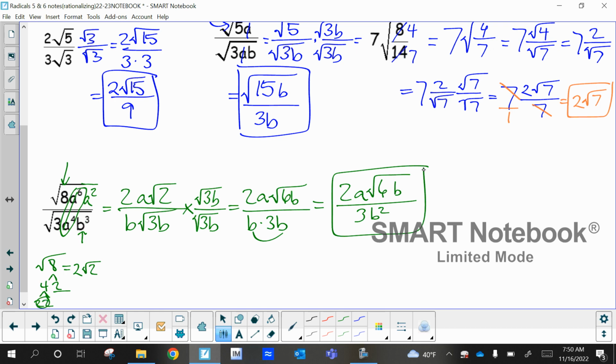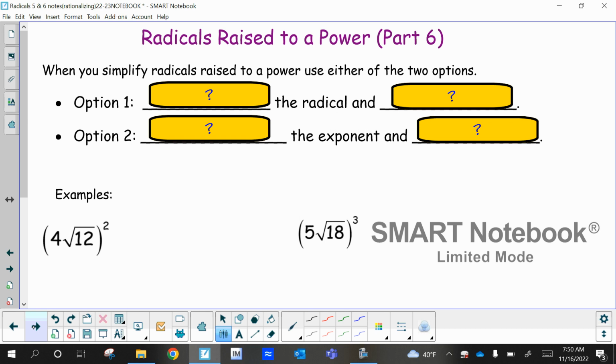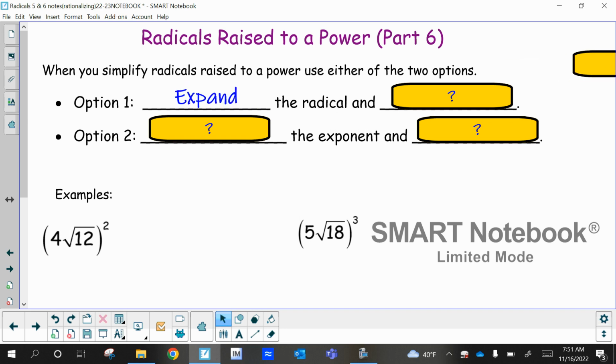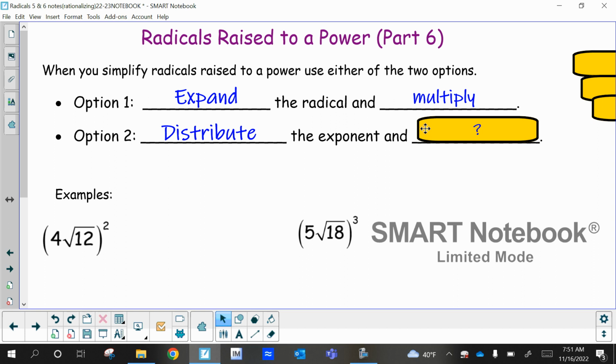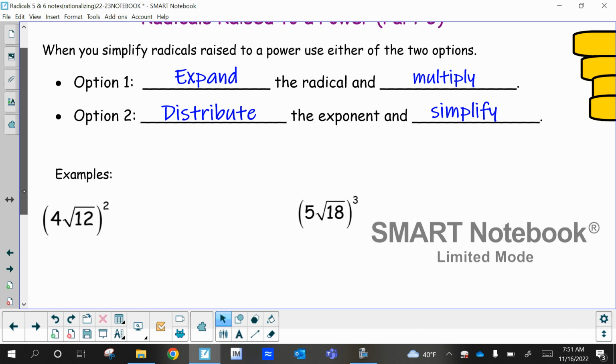All right, so that's dividing radicals right there. Okay, let's look at the next slide. Now we're going to raise radicals to a power. Okay, so there's 2 ways you can do this when you simplify radicals raised to a power. Option 1, you can expand the radical and then just simply multiply. Option 2 is you can distribute the exponent and then simplify after that. Okay, so I'm going to show you both ways here.